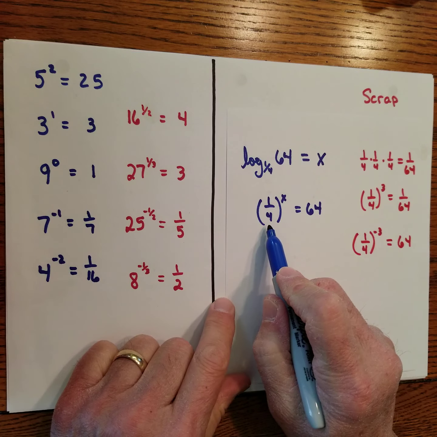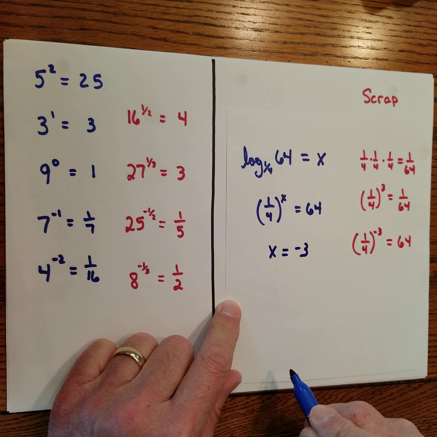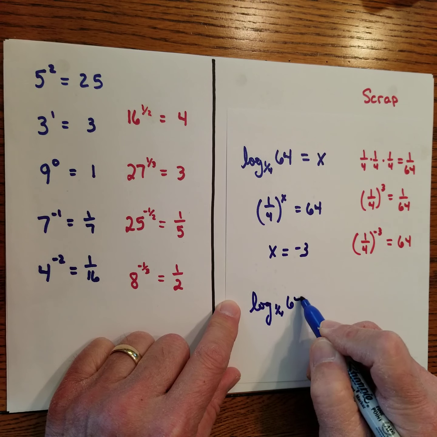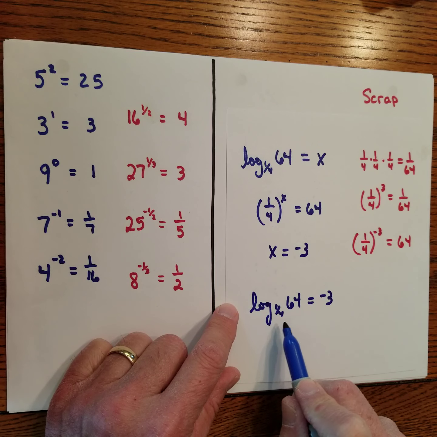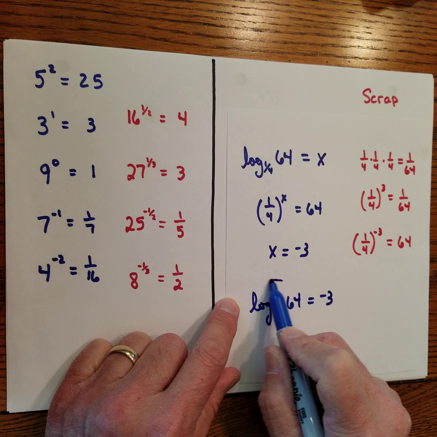What exponent changes 1/4 into 64? That must be negative 3. Log base 1/4 of 64 is negative 3. Because if I take 1/4 and reciprocal and cube it, I get 64.